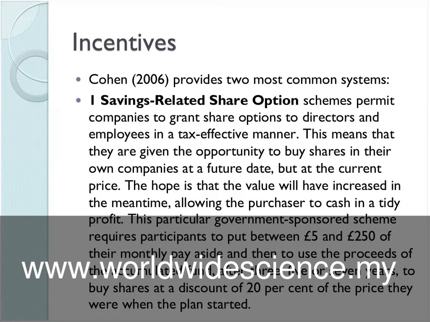The next one is the Inland Revenue approved share incentive plan. These plans allow employees to obtain shares in their own companies while avoiding tax and national insurance contributions. Companies can give such shares to employees to a maximum value of 3,000 per year. This is just an example; maybe in your company it could be different, not 3,000.